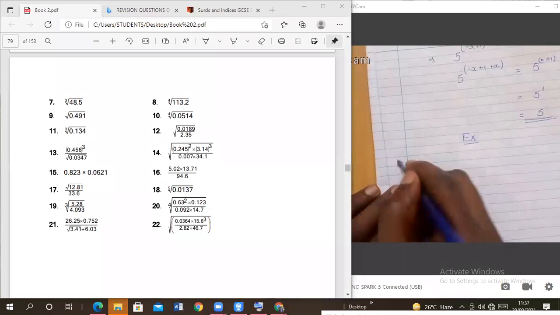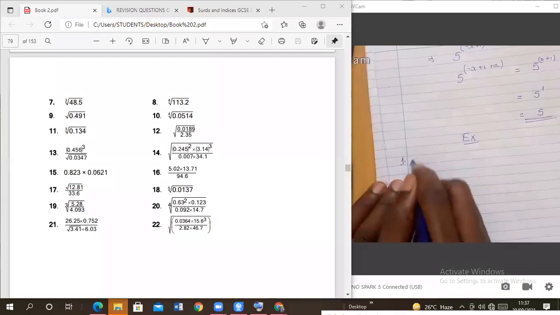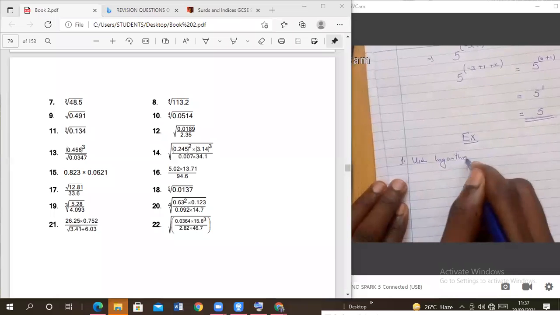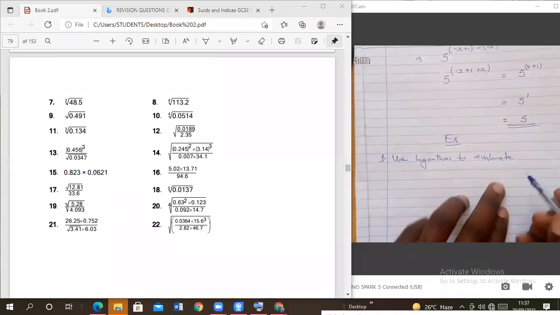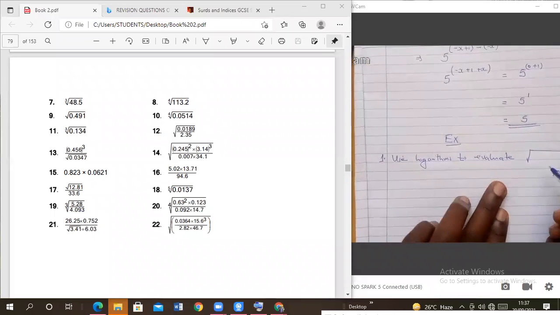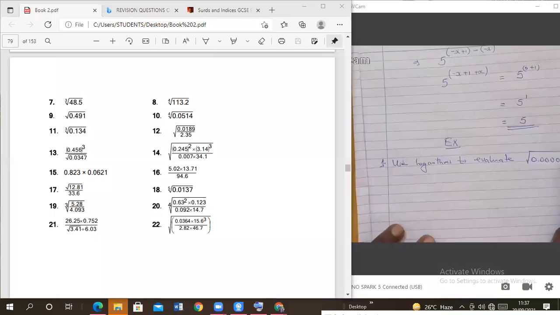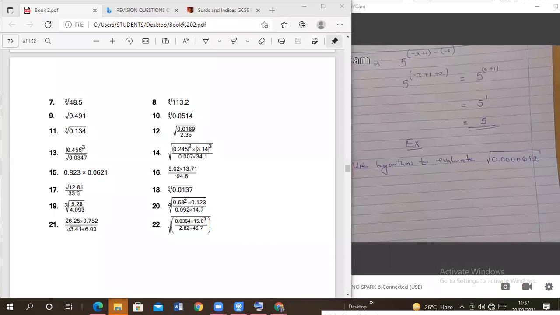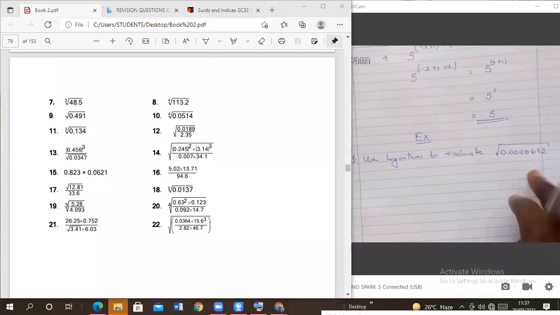Now this one is combined. Use logarithm to evaluate the square root of 0.0000692. Members, do you remember this? This application, right?